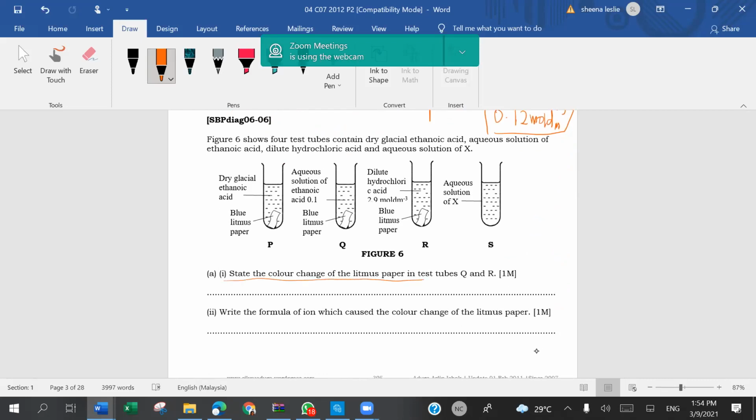What is the color change of the litmus paper in Q and R? Both of them I'm using an aqueous solution. Aqueous solutions mean there is presence of water. What will my color change be in the blue litmus paper? Blue to red. Very good. Blue to red. Aimi and Munira, 1 mark. You cannot say red only. Must say blue to red. Must have the color change. Must have 2 colors. Okay, another question, another person. What is the formula of the ion that is causing these color changes?